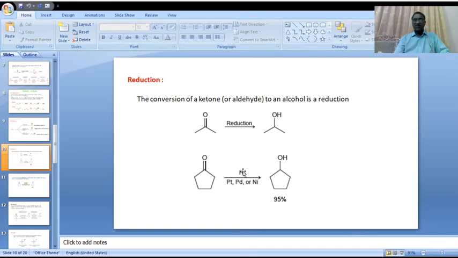In these two reactions we are getting monohydric alcohols, isopropyl alcohol and cyclopentyl alcohol, a cyclopentane ring attached with the hydroxy group. We are getting a high yield, 95 percent of the product, from this reduction reaction.